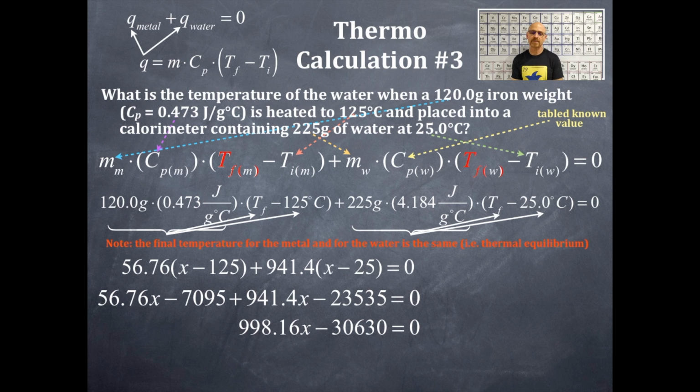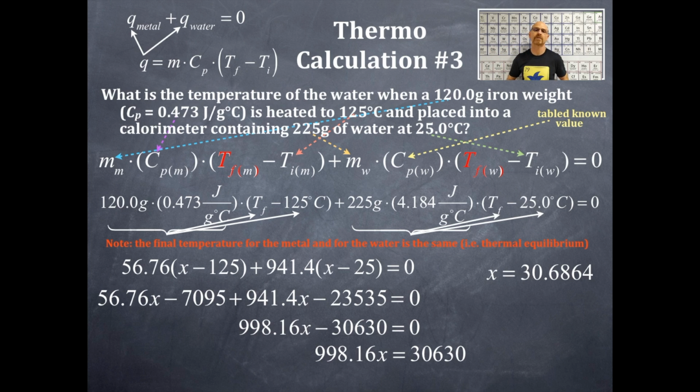My x terms sum up to 998.16x. My non-x terms is negative 30,630. I'm going to move that 30,630 to the other side with an addition on both sides of that. And what I get is 998.16x is equal to 30,630. I'm going to divide both sides by the coefficient in front of the x, which is the 998.16. And this is the number that pops up in my calculator, which is 30.6864.